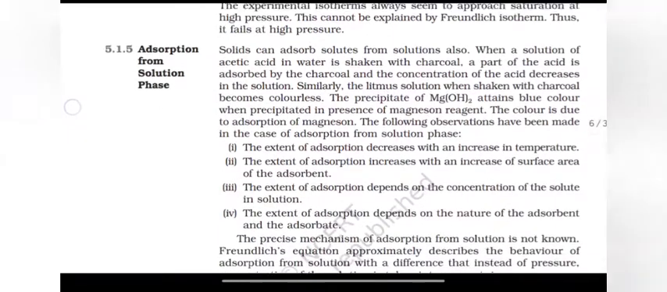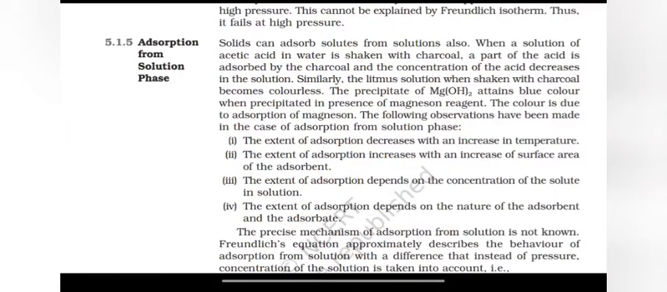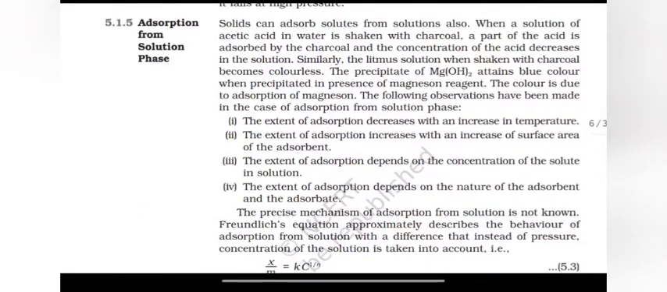Adsorption from solution phase. Charcoal can adsorb solutes from solutions also. When a solution of acetic acid in water is shaken with charcoal, a part of the acid is adsorbed by the charcoal and the concentration of acid decreases in the solution. Similarly, litmus solution when shaken with charcoal becomes colorless. The precipitate of Mg(OH)2 attains blue color when precipitated in presence of magneson reagent. The color is due to adsorption of magneson.